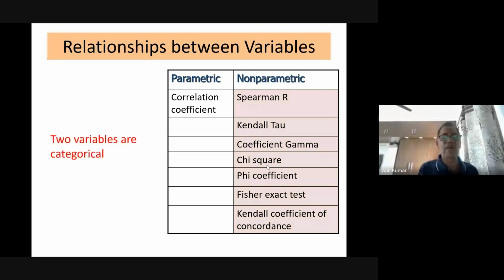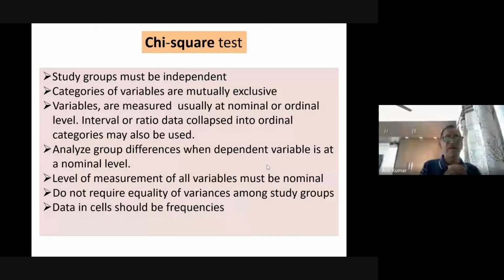When two variables are categorical, go for the chi-square test. I think chi-square is a very simple test, a non-parametric test.